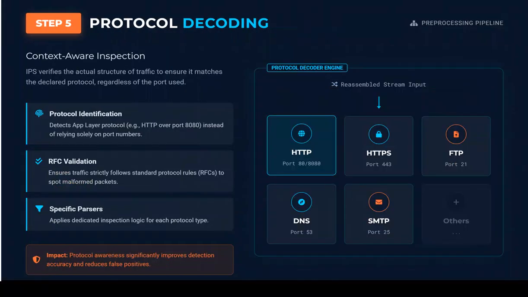Protocol decoding. IPS identifies which protocol is being used. For example, HTTP, HTTPS, FTP, DNS. Each protocol needs different inspection rules. So IPS decodes the protocol properly before detection.